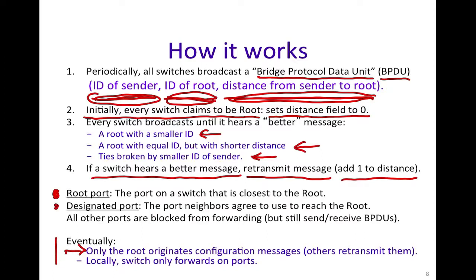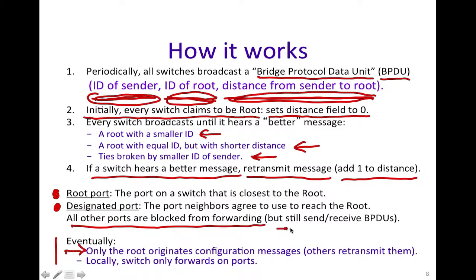The second type of port is what's called the designated port. This is the port that neighbors agree to use in order to reach the root. It's essentially the port through which eventually packets destined to the root will be received at this switch, and packets coming from the root will be forwarded onto this port in order to reach the other switches. All other ports are blocked from forwarding. In other words, only those ports that are the root port or the designated port will continue to forward regular packets. All other ports are blocked from forwarding.